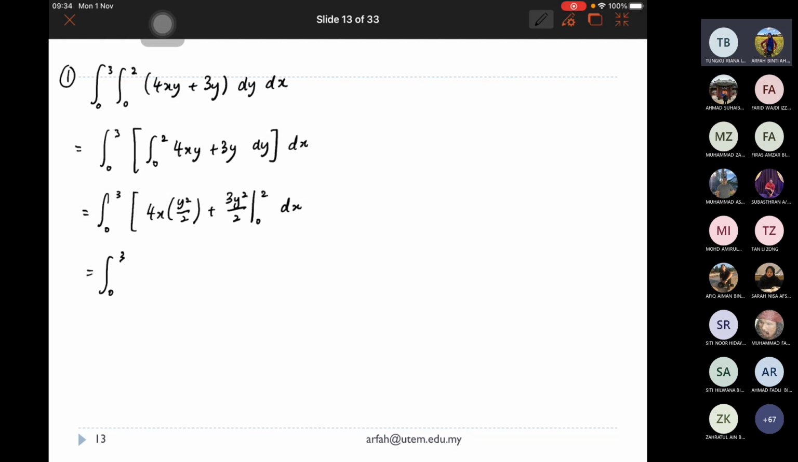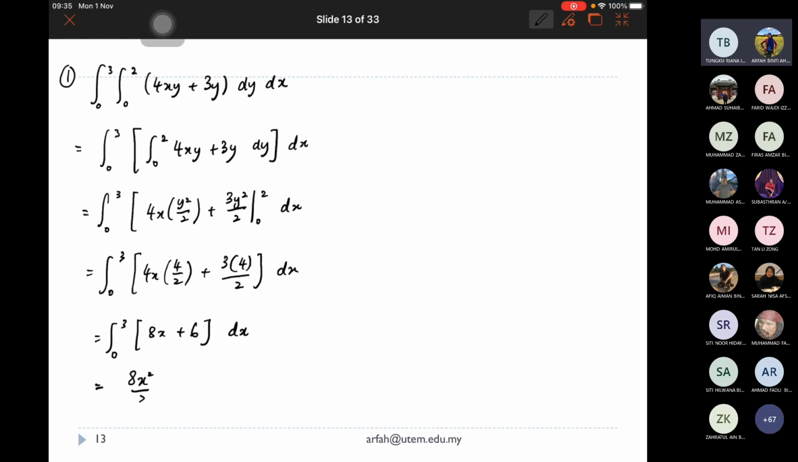So, integration 0 ke 3, 4x, 2 kuasa 2, 4 per 2, tambah 3 darab 2 kuasa 2, 4 per 2, dx. That is integration from 0 ke 3, 4 bahagi 2, 2 kali 4, 8x, tambah 6, dx. Okay. So, 8x kuasa 2 per 2 tambah 6x, 0 ke 3. 4 darab 9 tambah 6 kali 3. So, dapat jawapan dia sama dengan 54.